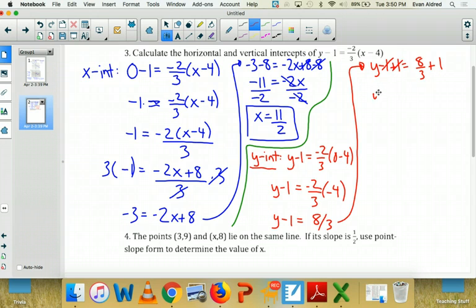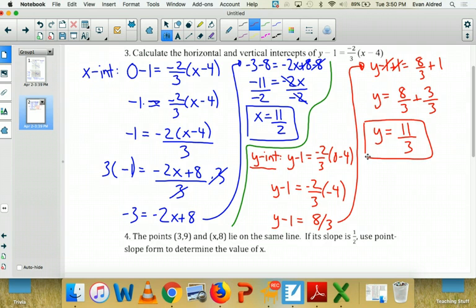And we know that in order to add fractions, you need a common denominator. So we can't take 8/3 and add 1 to it, but we can change 1 to 3 over 3. That allows us to add our fractions, and it gives us a y-intercept of 11 over 3. You could choose to multiply both sides by 3 when you get to y minus 1 equals 8 over 3, and then work your way through that without fractions.